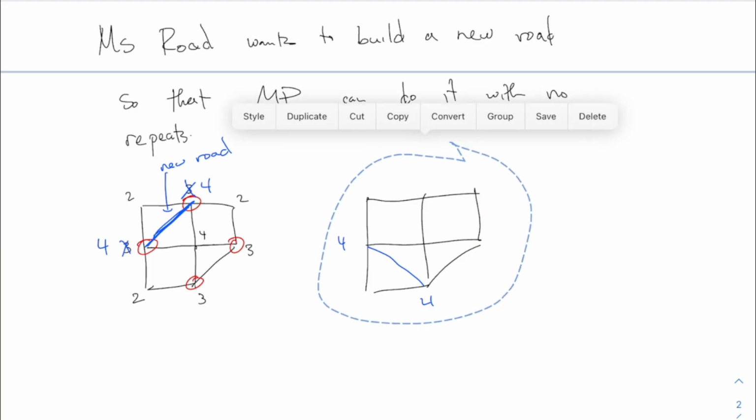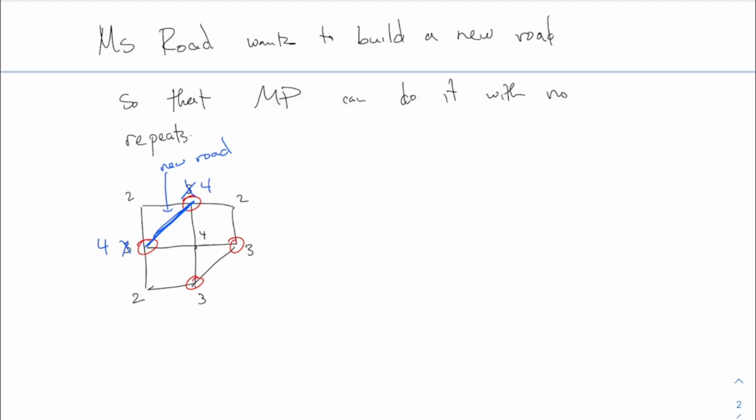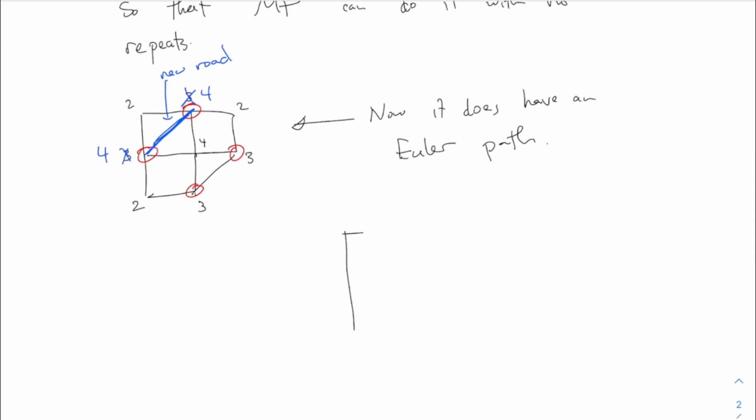I just want to say, the point of this is now it does have an Euler path, because it has only 2 odds, the 2 3s there. Can we draw the Euler path now? Let's see if we can do that. So I'm going to make a fresh one, like so. It's got this guy, and it also has the new one. Now, can you draw the Euler path?